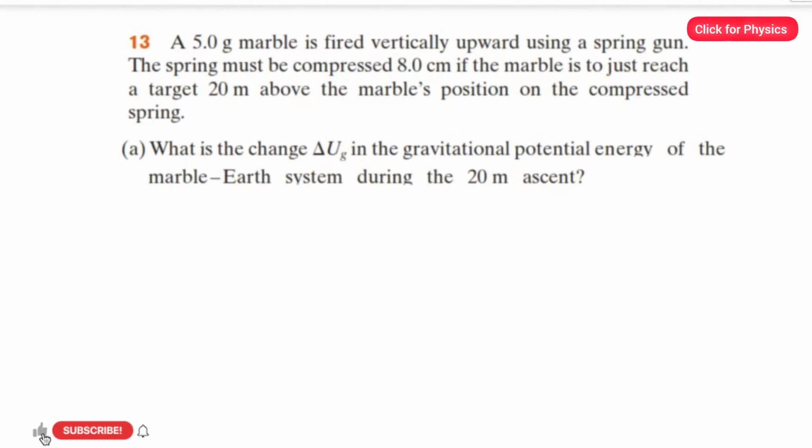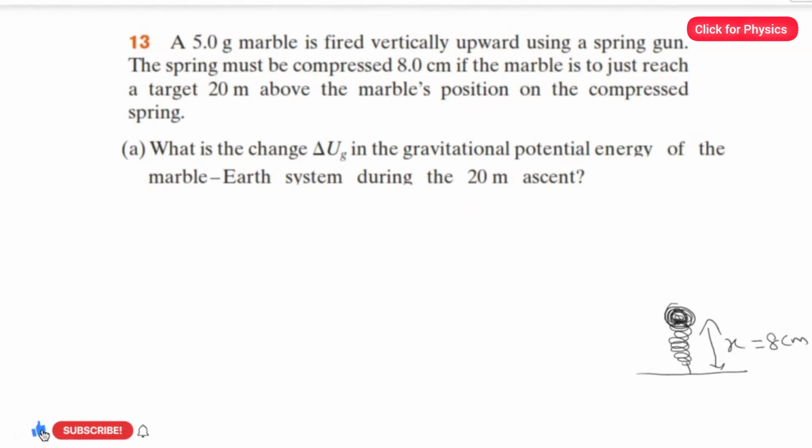So first of all, let's draw the diagram. When you draw the diagram, that will be easy for our understanding. So you have a spring and you compress the spring. So this is the compressed position of the spring. Let's take the compressed value of the spring as 8 centimeter. After you compress the spring, you place a marble on the top of the spring.